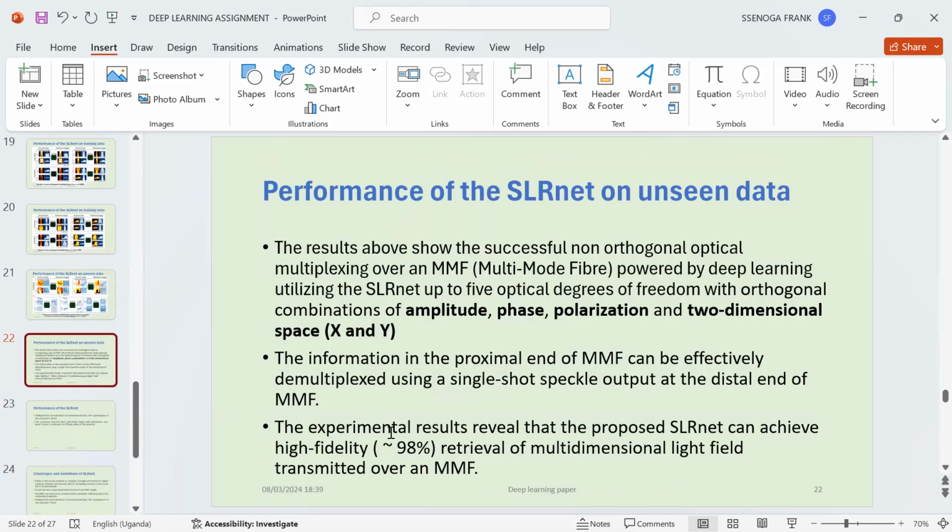So we see the average performance of the model is 98%. So this shows a successful non-orthogonal optical multiplexing over an MMF cable powered by deep learning, utilizing a single MMF up to 5 optical degrees of freedom.